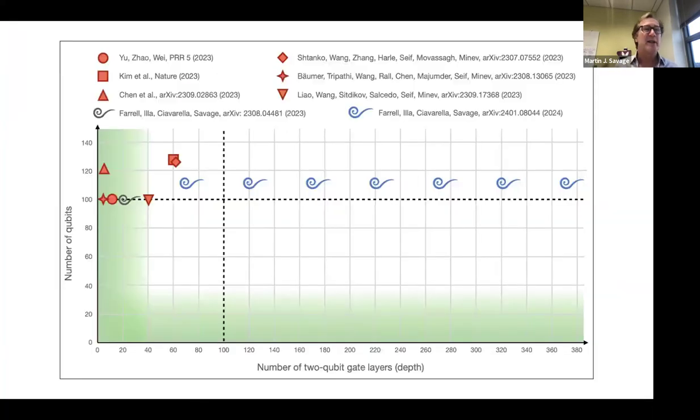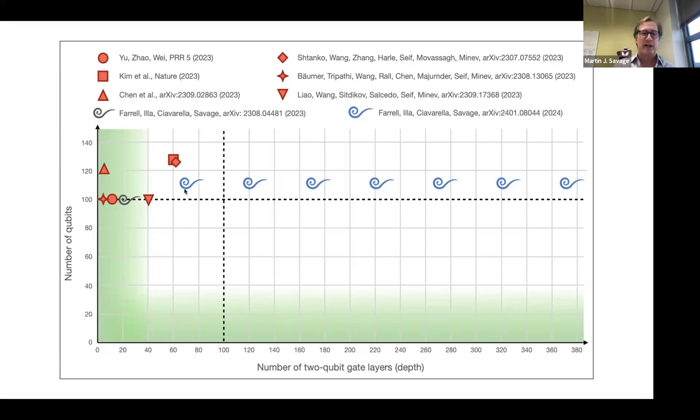But as I mentioned, IBM had issued this challenge. What would you do if you had an ideal quantum computer with 100 qubits that could sustain a gate depth of 100 CNOT gates? And so that's what these vertical and horizontal dashed lines are. And the seven computations that existed by the time of the IBM Quantum Summit in New York City in the first week of December were sitting below a gate depth of 100 and between 100 and 130 qubits.